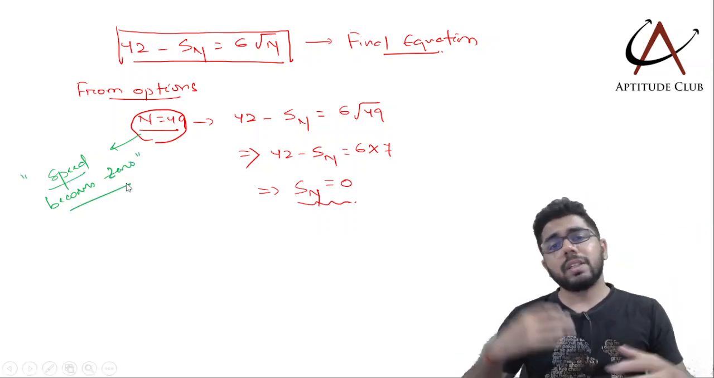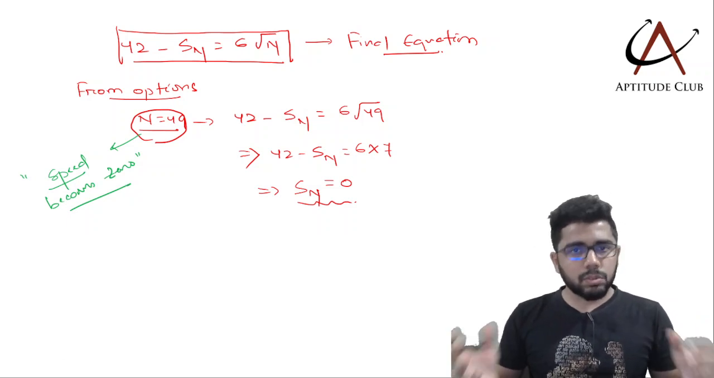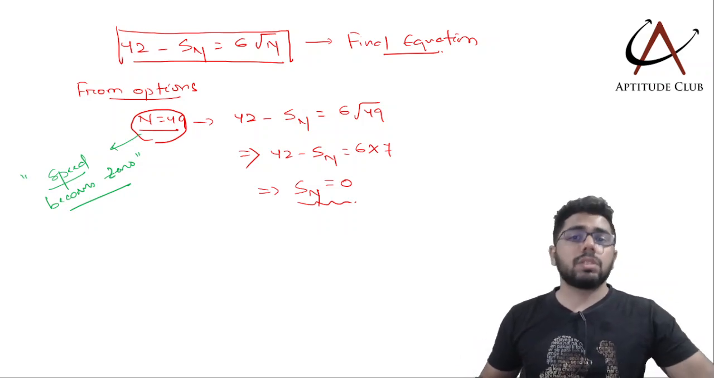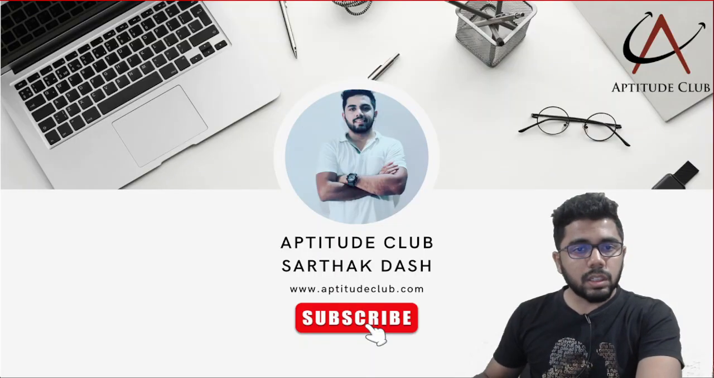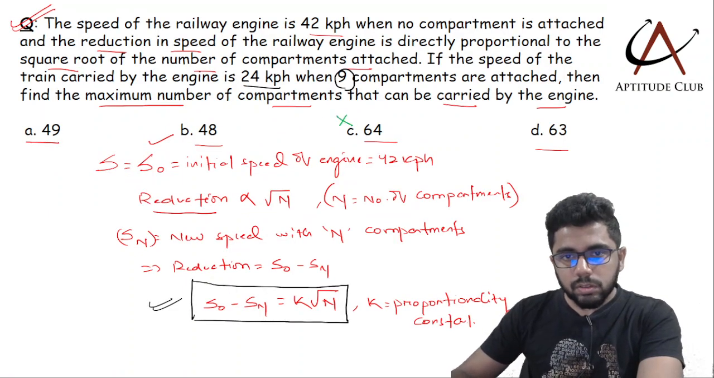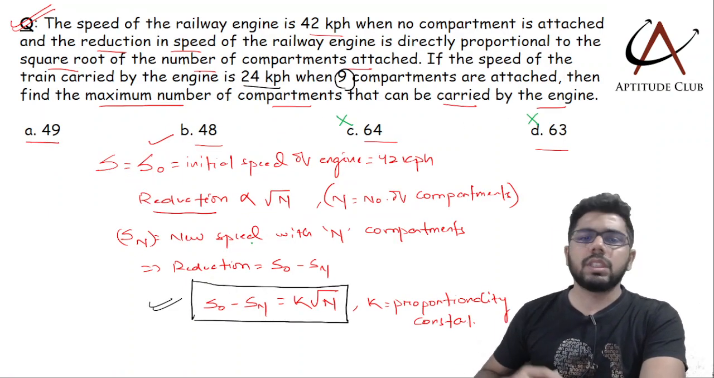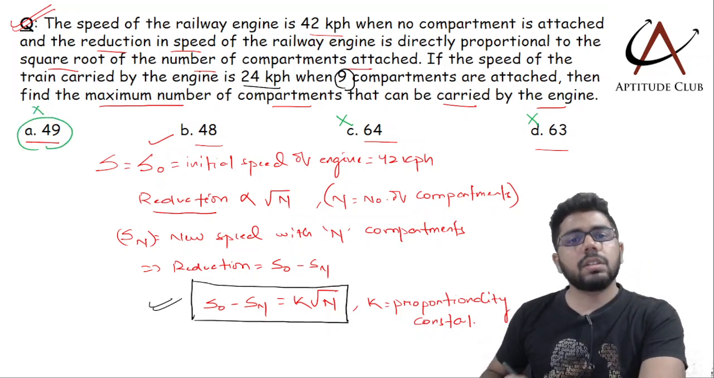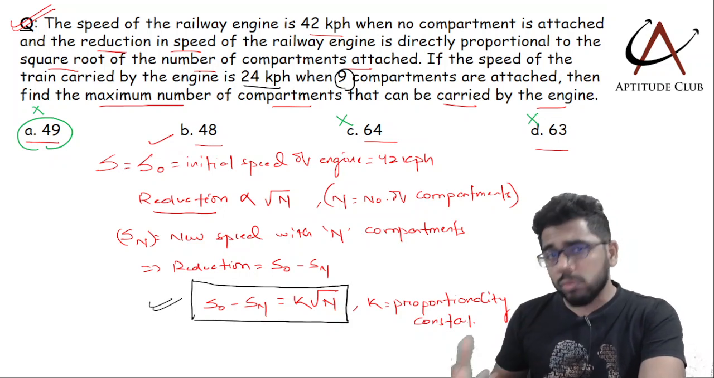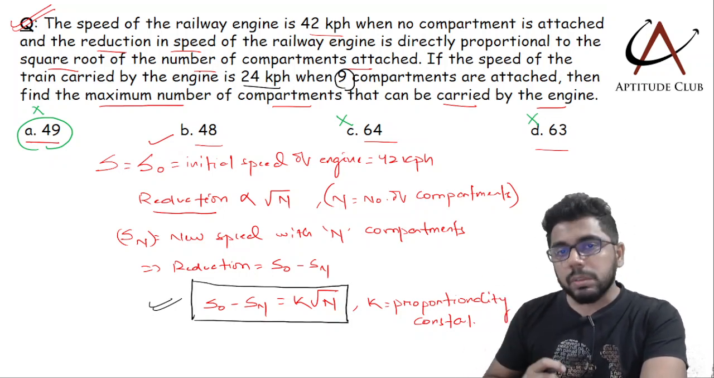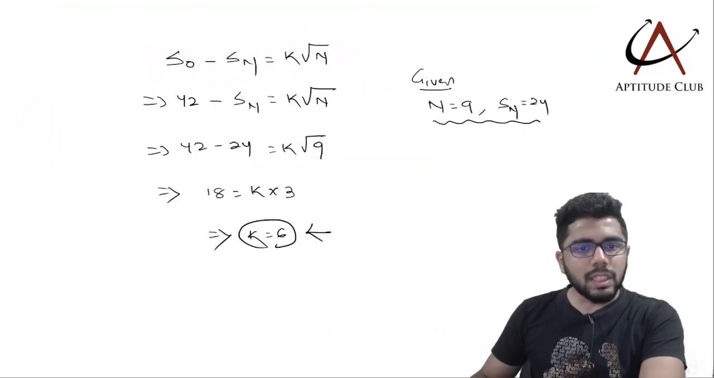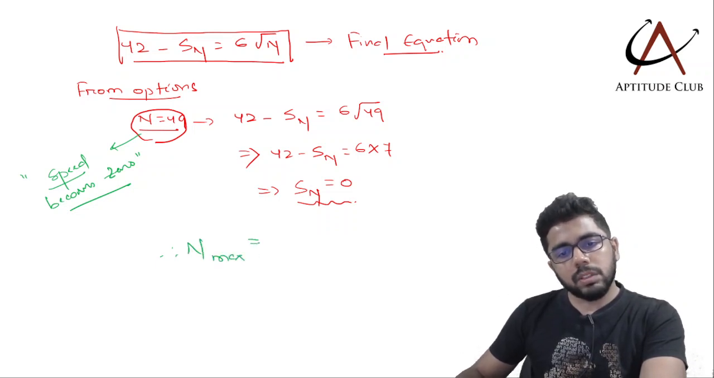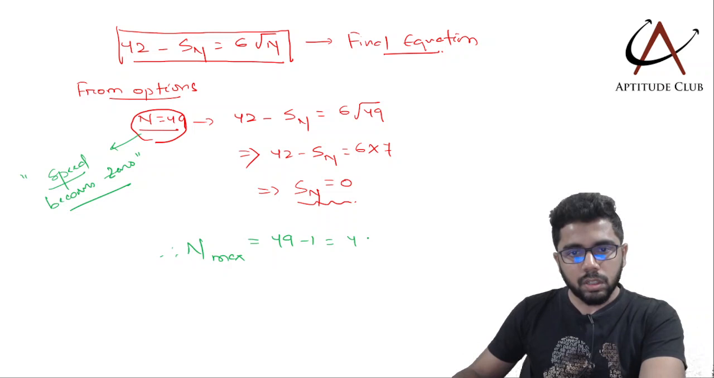So there is no point in attaching more than 49 compartments, because the moment you attach 49, the speed is already 0. So why would I go ahead and attach 50 or 60 or more than that? Any value more than 49 can't be my answer. So 64, 63 clearly rejected. A lot of people will go with 49, but 49 cannot be your answer also, because 49 means the train is not moving. As I said, what is the maximum number of compartments so that the train at least moves? So we are seeing that at 49 the speed is exactly 0, hence n maximum, the number of compartments, should be 1 less. So 49 minus 1, 48.